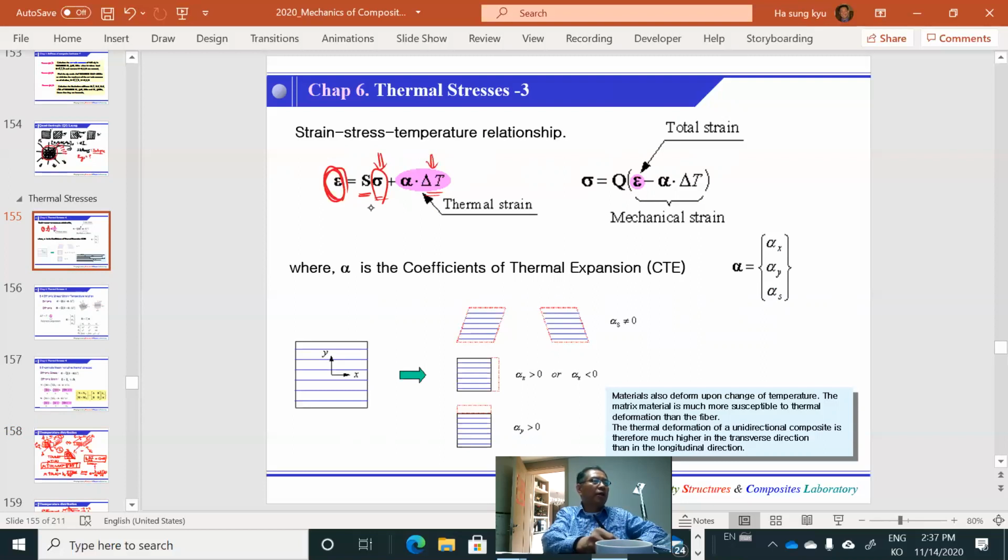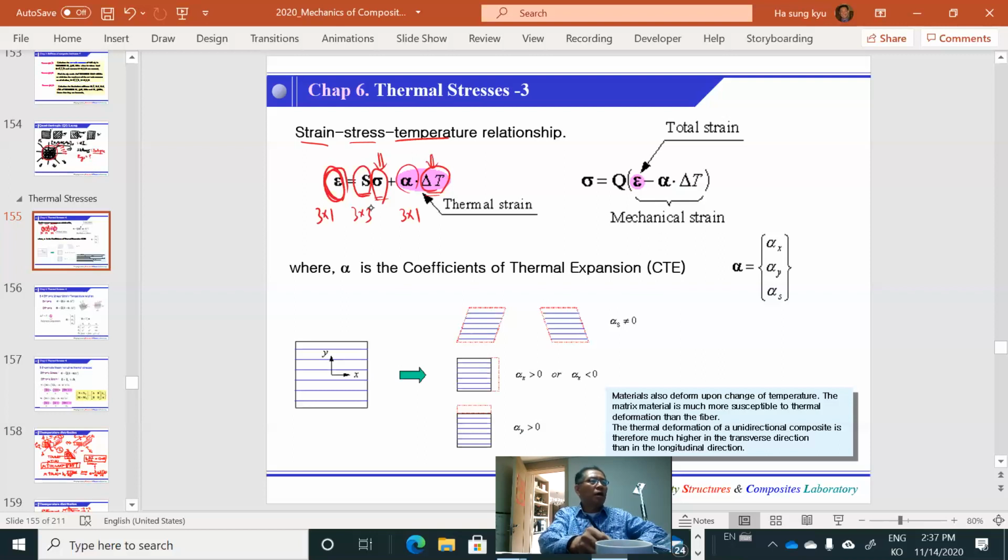So here we have a 3 by 3 compliance matrix, and delta T is just a scalar, the temperature increment. This alpha will be a 3 by 1, same as the epsilon, a 3 by 1. So this is the strain-stress-temperature relation.